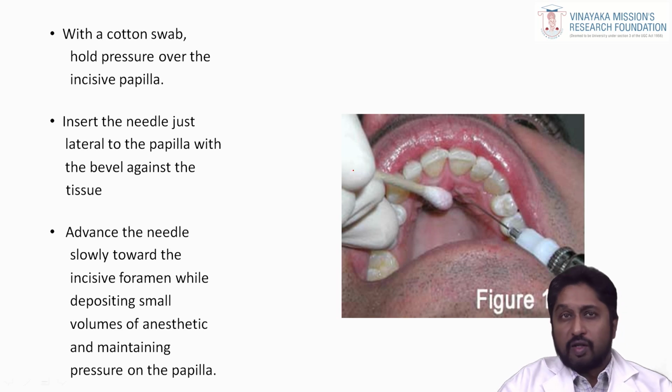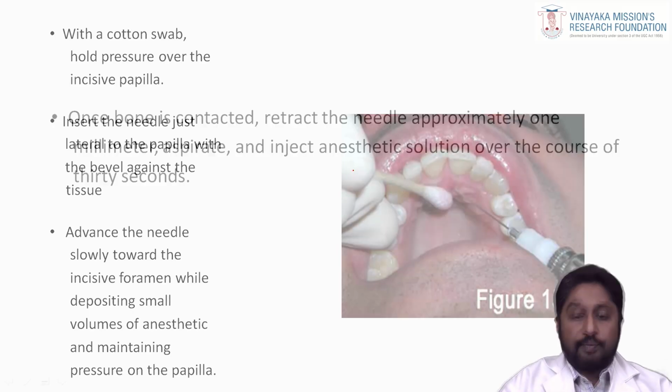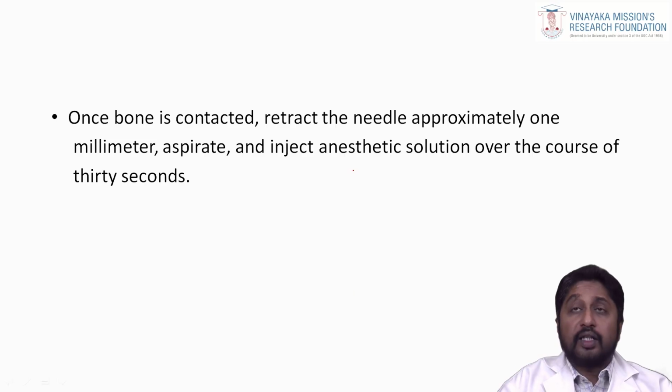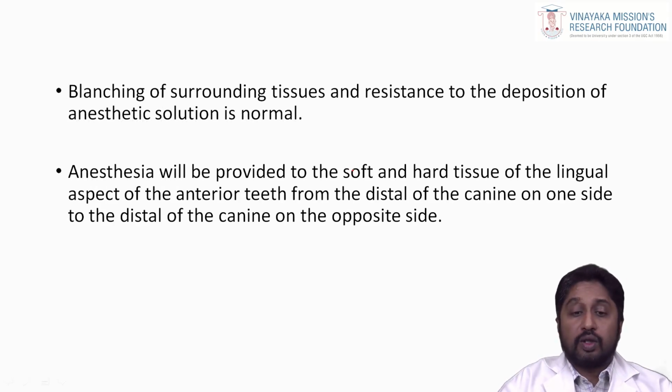You will be maintaining pressure on the papilla. I just deposit a small amount. As I told you, even in the greater palatine region, it is not necessary to give a large amount of LA. You can just give a few drops over that particular foramen area. Once bone is contacted, retract the needle approximately 1 millimeter, aspirate, and inject the anesthetic solution over the course of 30 seconds. Blanching of the surrounding tissue and resistance to the deposition of the anesthetic solution is normal.